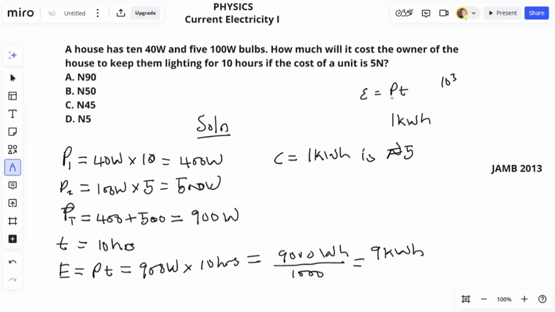So now if the cost per unit is 5 naira, the cost of running all the bulbs will be 5 naira per kilowatt hour times 9 kilowatt hours. The kilowatt hour will cancel kilowatt hour. 9 times 5 is 45. So the cost of running all these bulbs for 10 hours will be 45 naira. Thank you.